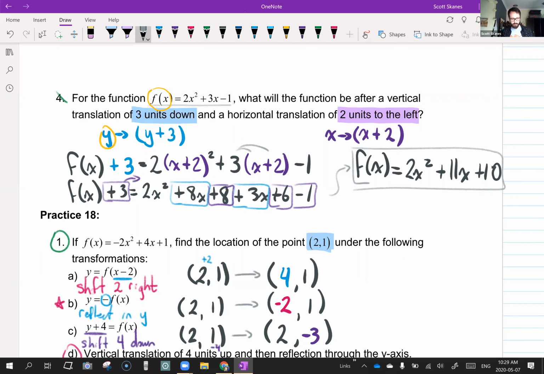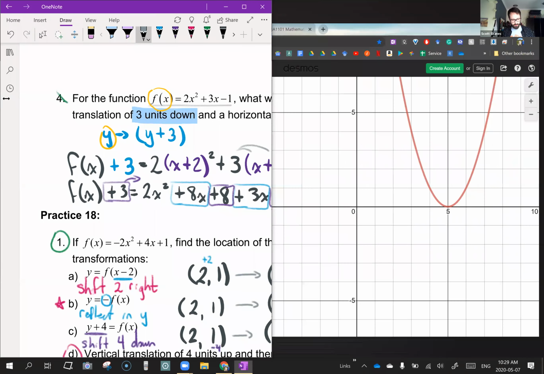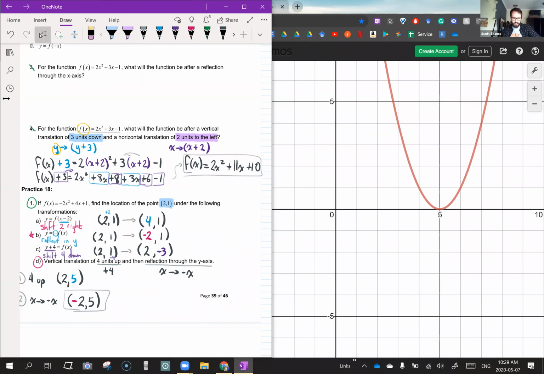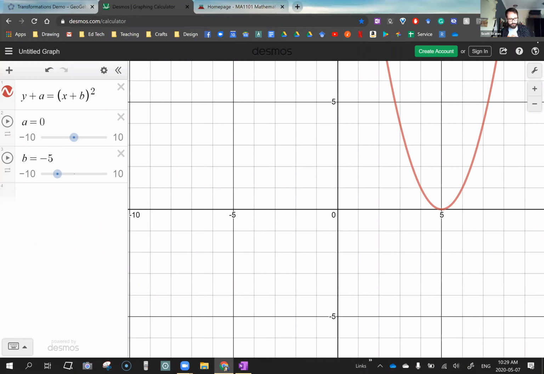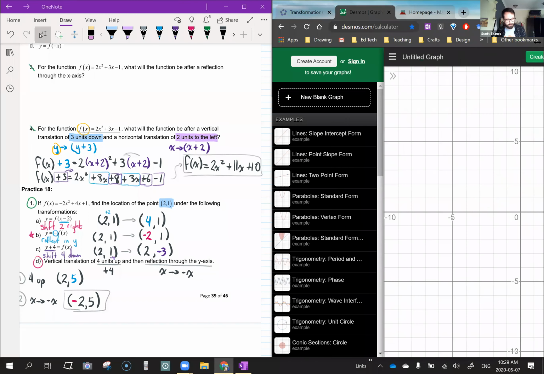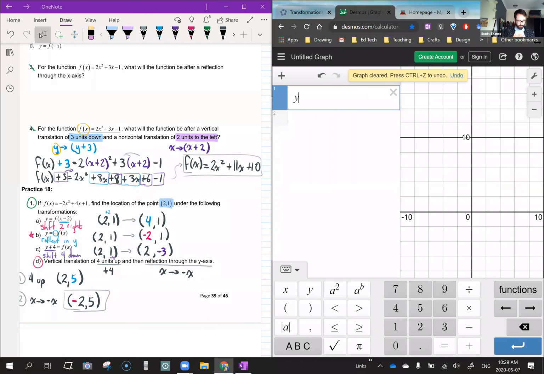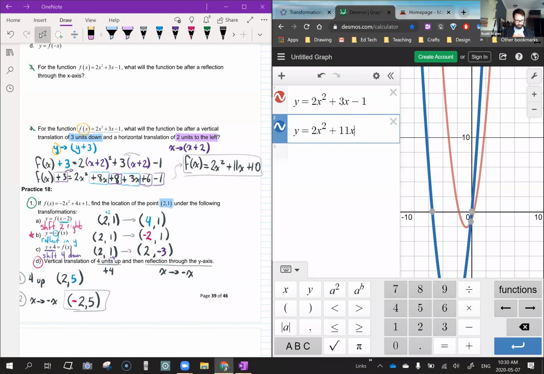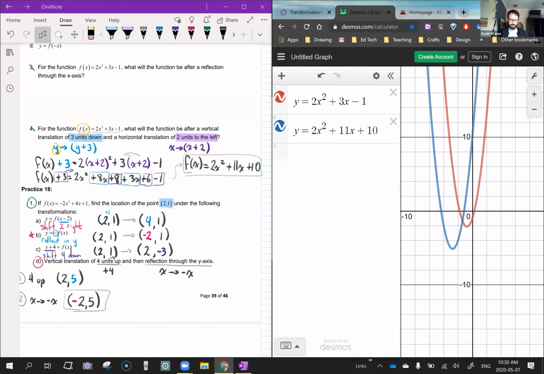I've got 1 minute left. That's enough time to prove to you that this is what I'm saying it is, and then we'll finish. New graph. The original graph was 2x squared plus 3x minus 1. I want to pull it down, pull it to the left. So I'm going to put in my second function, 2x squared plus 11x plus 10. That has been pulled left and down.